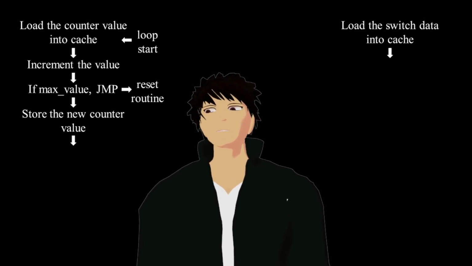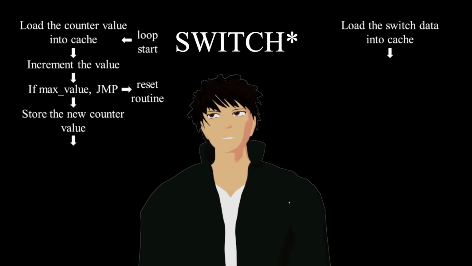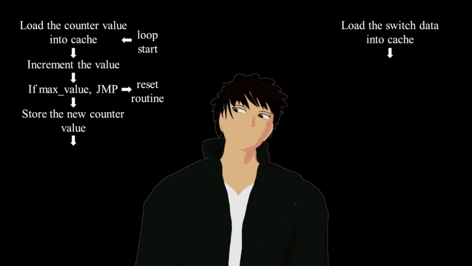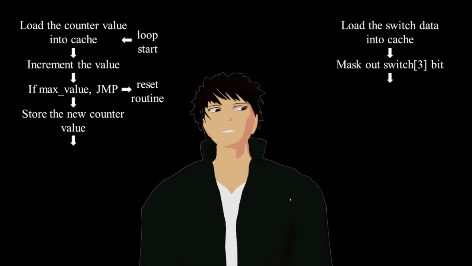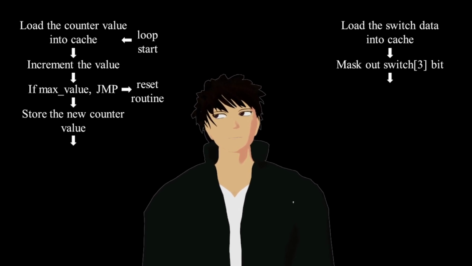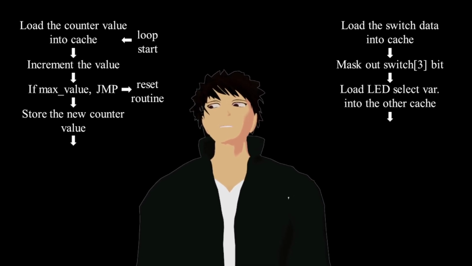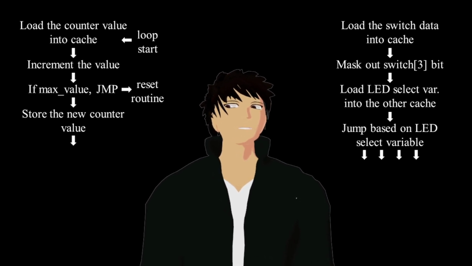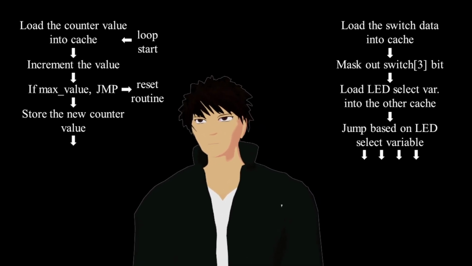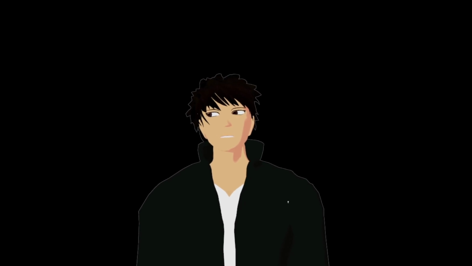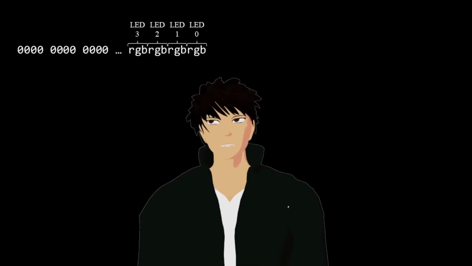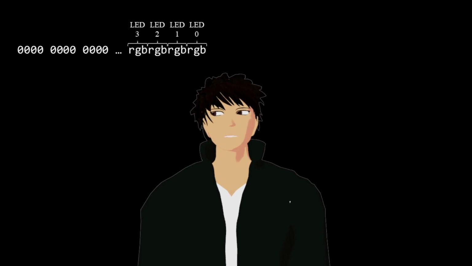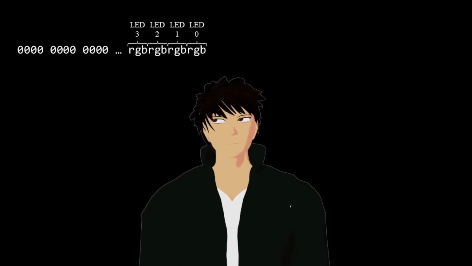Here I need to, one, load the software peripheral register into the cache, mask out the switch 3 button's value, then load the LED select value to branch the execution path depending on which LED is being set. Now the LEDs are controlled by the 12 least significant bits of the LED peripheral memory address value.